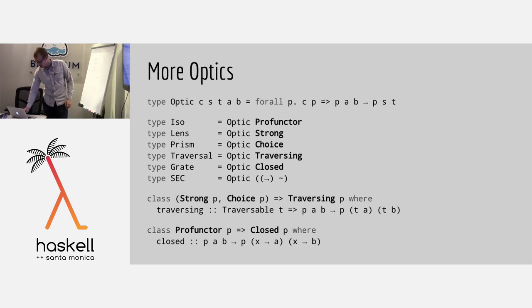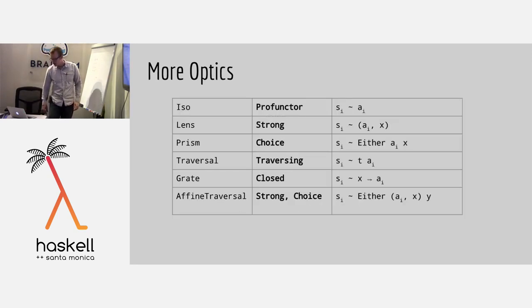So yeah, the set of all the optics is pretty rich, and you can do a lot of things with them. So this is the table, right? You have isos, lenses, prisms, traversals, grates, and affine traversals. They all correspond to some constraint that strengthens the profunctor constraint. And they all identify this big data structure S as being isomorphic to some data structure that has an A in it somewhere.